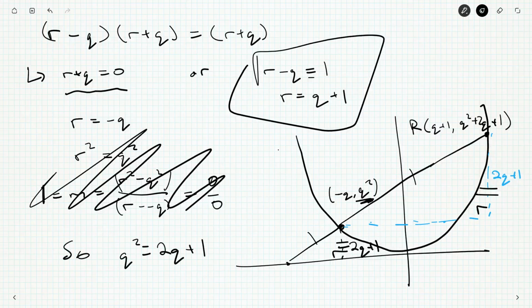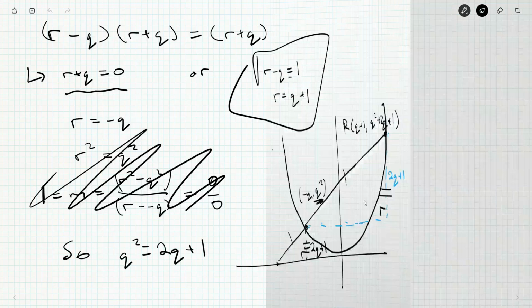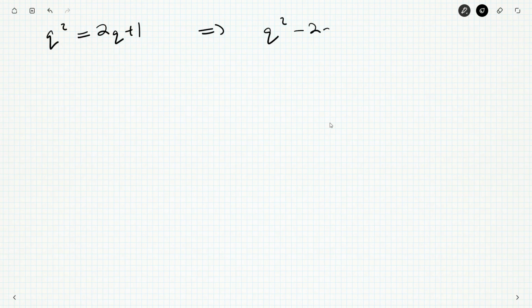And that has got to only happen for a very, very small number of numbers. That doesn't get me p yet, but we're on our way. So q squared is equal to 2q plus 1. When does that happen? Well, we bring it all over to one side. And I'm not seeing anything that's going to easily factor here.